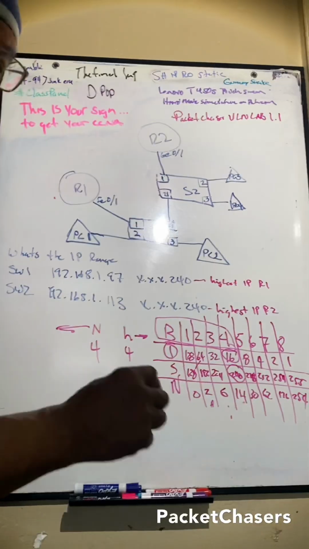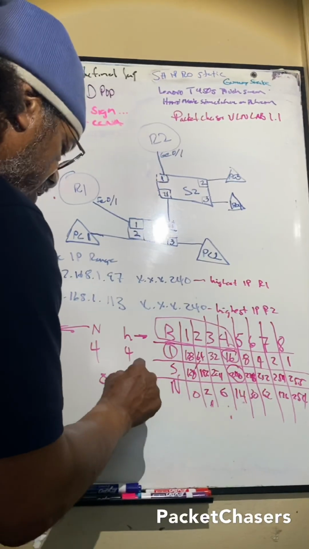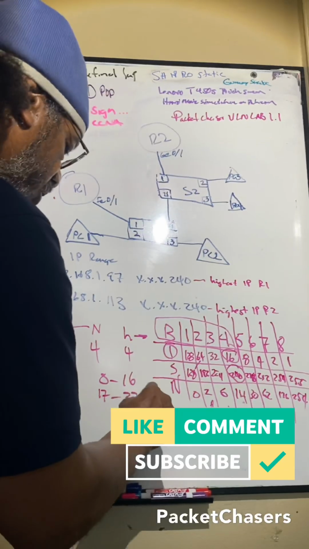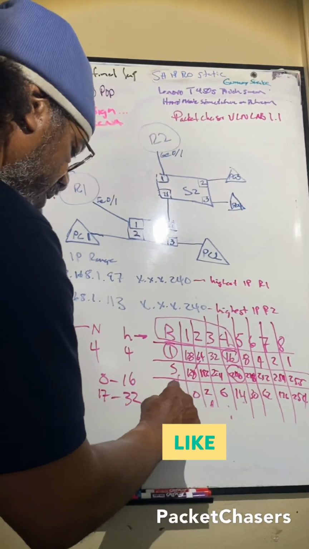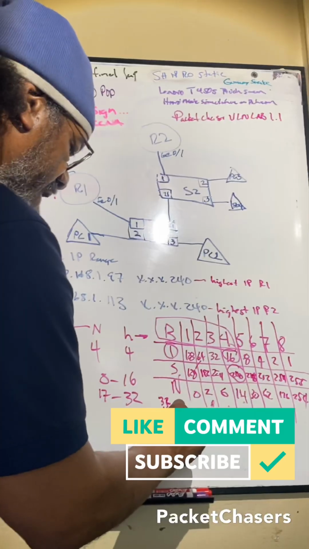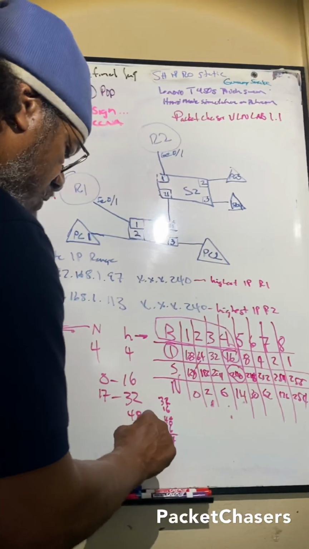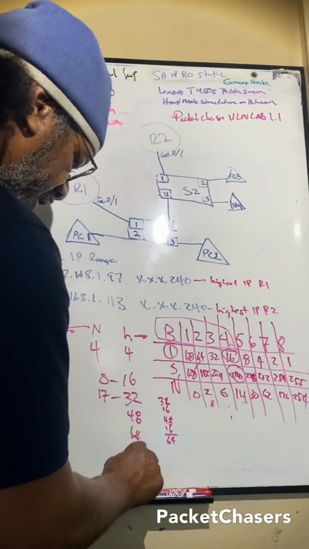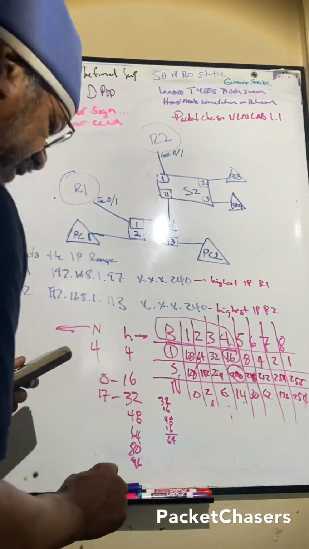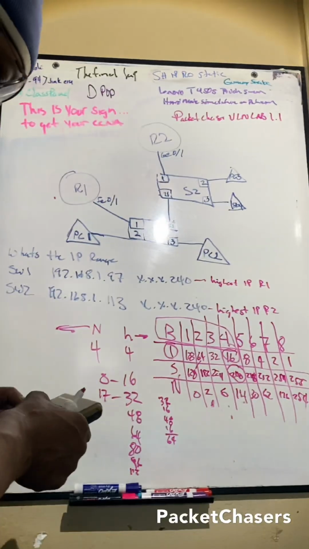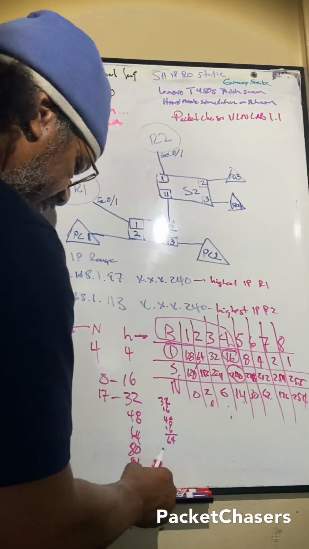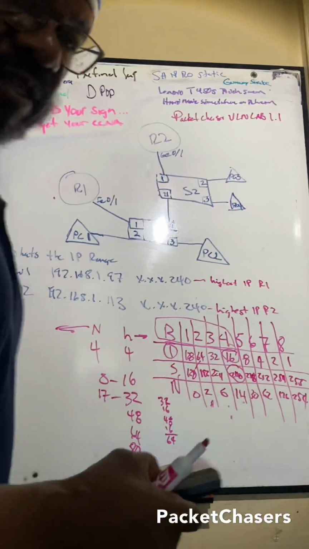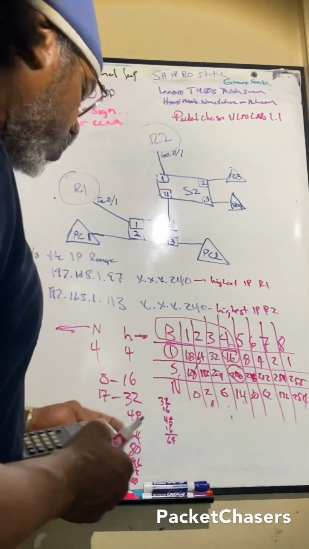So the first range is going to be 0 to 16. Next range is going to be 17 through 32. 32 plus 16 is going to be 48. 48 plus 16, 64. Plus 16 is 80. Plus 16 is 96. Plus 16 is 112. Plus 16 is 128.